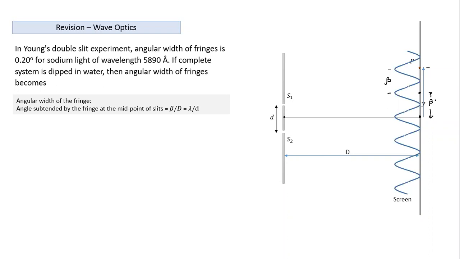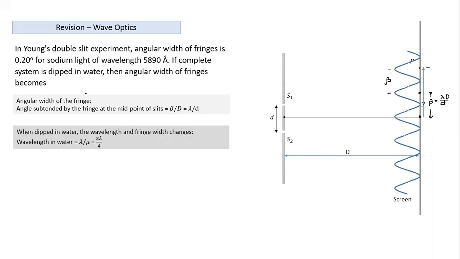And what is beta equal to? Beta is equal to lambda into capital D divided by small d. We substitute this, and the angle subtended by the fringe, the angular width, is dependent on lambda. So if lambda is more, the fringe will be wider and more easily visible. The reason fringe widths are very small is that in the case of light, lambda is very small.